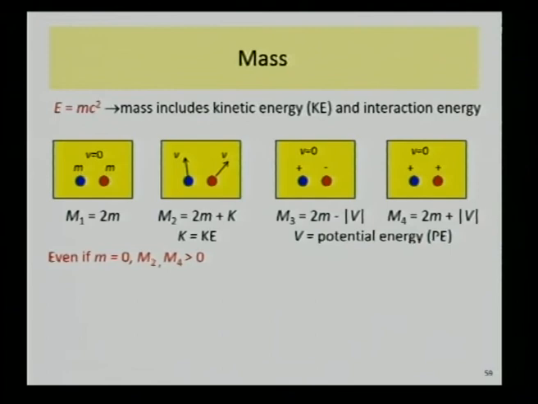So even if these particles individually have zero rest mass, I could still make up a composite system with a finite mass, which is the case for M2 and M4. So in M2, even if the small m is 0, the kinetic energy alone would give rise to a finite total mass of the system. Similarly for M4.